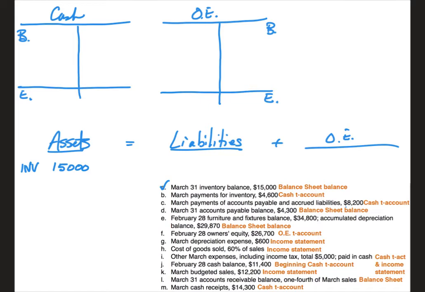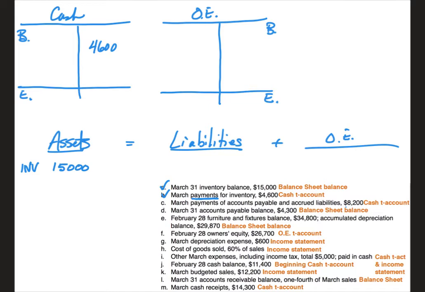B, March payments for inventory were $4,600. Well, there's a keyword in here, payments for inventory. Well, we already know our inventory balance, but the point of this one is to tell us that we paid $4,600 for some inventory in March. Well, anytime you pay something, cash is going down. So my cash account is decreasing, and we know that cash decreases with credit. So I'm going to put that on the credit side of my cash T account. So we have solved letter B.